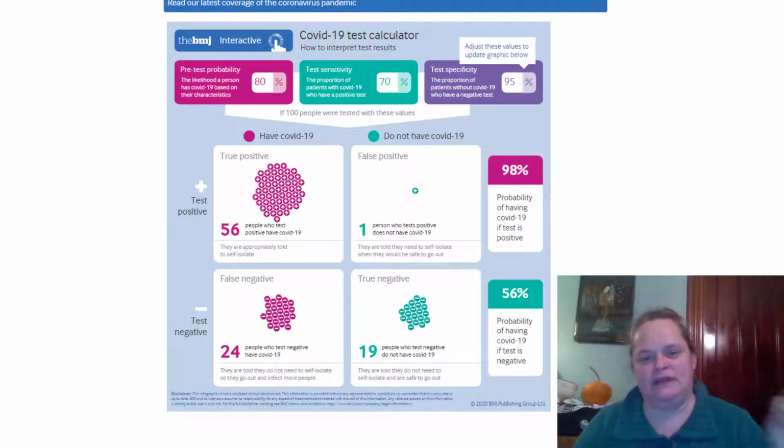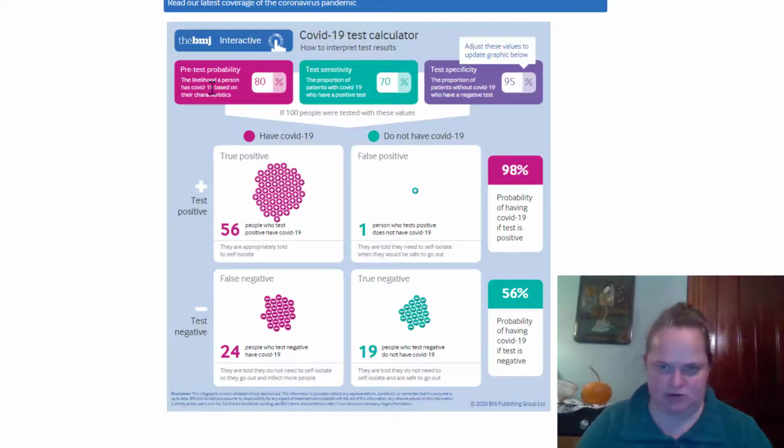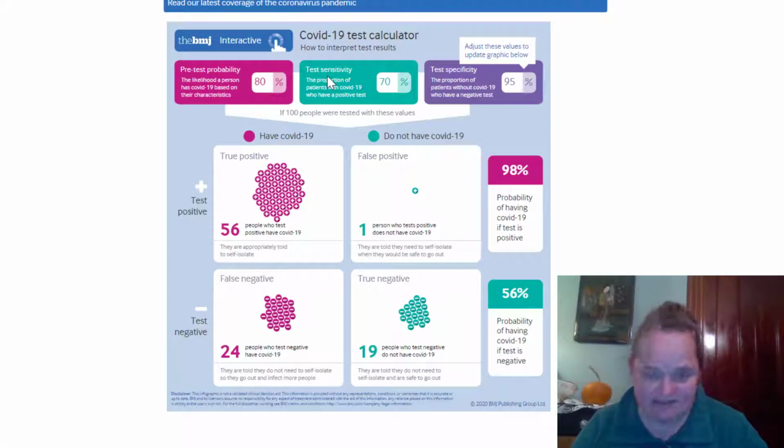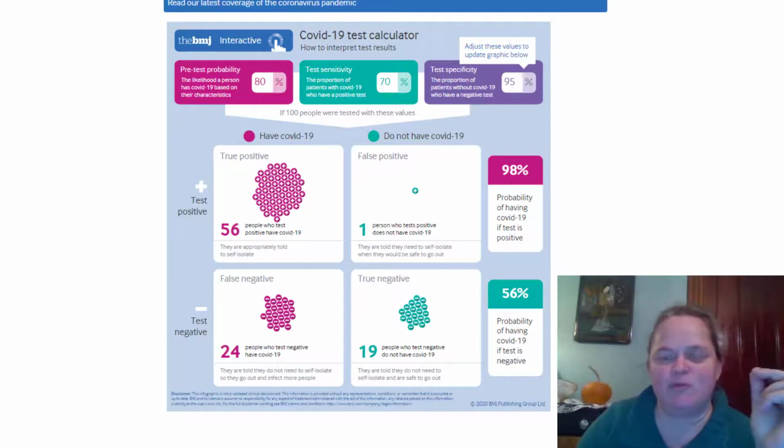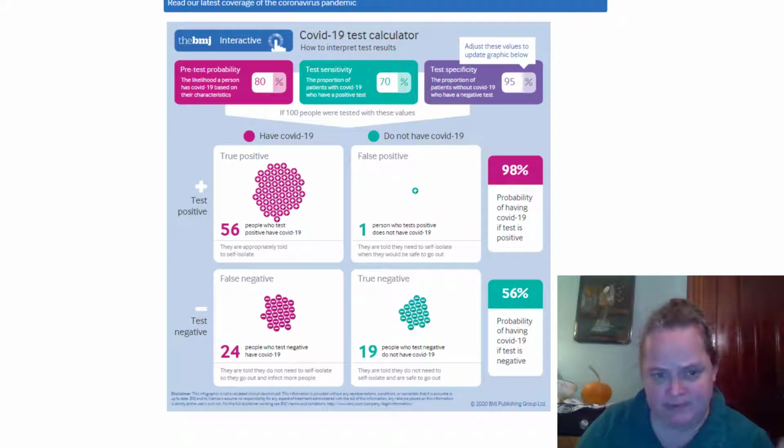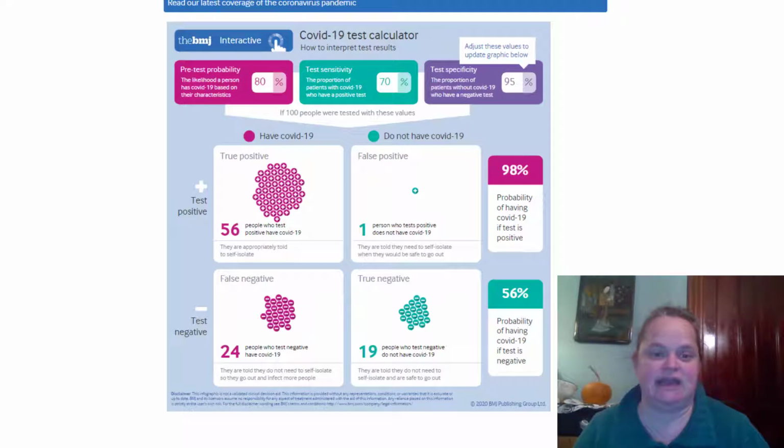Okay, there are three inputs here: the pretest probability, test sensitivity, and test specificity. So the pretest probability, the description they have here is the likelihood a person has COVID-19 based on their characteristics. So specifically, where are they geographically? What symptoms are they showing? So what's the likelihood that they actually have COVID? We'll play with that a little bit. We're going to play with all three of these, but that one's pretty easy.